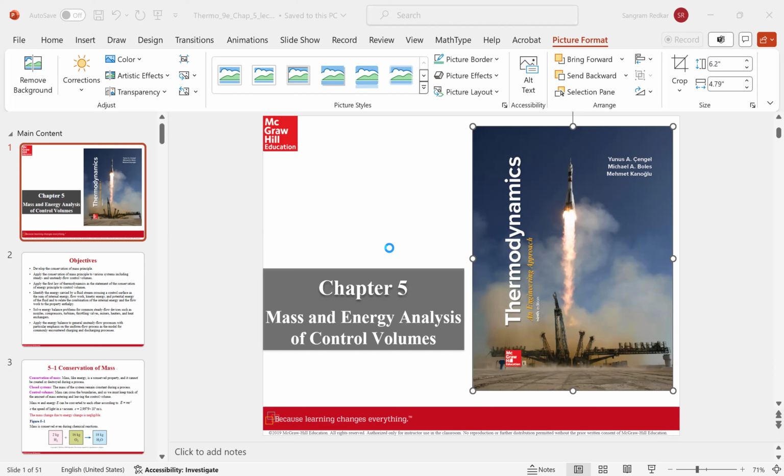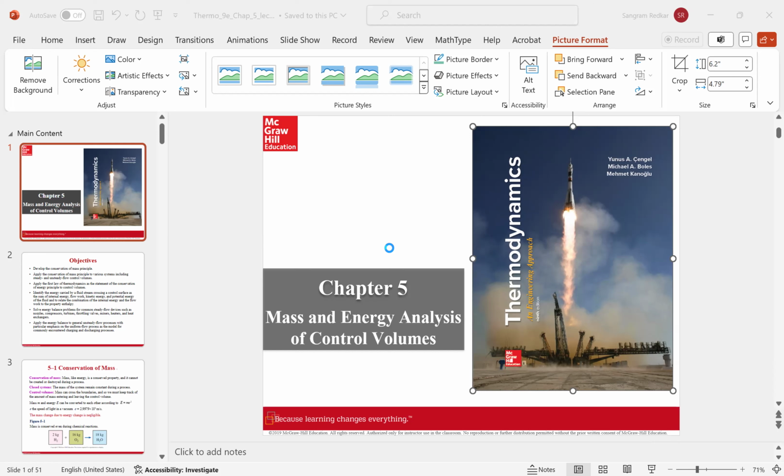So it is very important for the flow work. And what you are going to see here is nothing new. You have seen these equations before. These equations are nothing but the total energy, which is the internal energy U, kinetic energy mv square by 2, and the potential energy mgz.